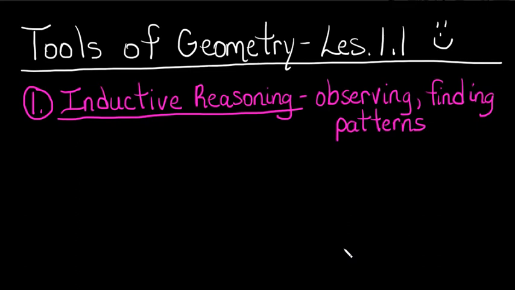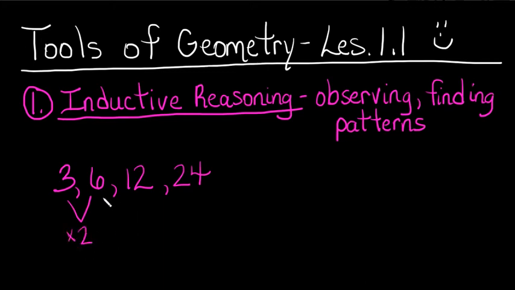Let me just give you a quick example. I know that you guys have found patterns before. So if I wrote out these numbers, and I asked you, what is the pattern here? If you take a look, first thing I notice is when I double 3 I get 6. And when I double 6 I get 12. And when I double 12 I get 24. Every one of these is multiplied by 2 to get the next number. So I observed what was going on there and I found that pattern.